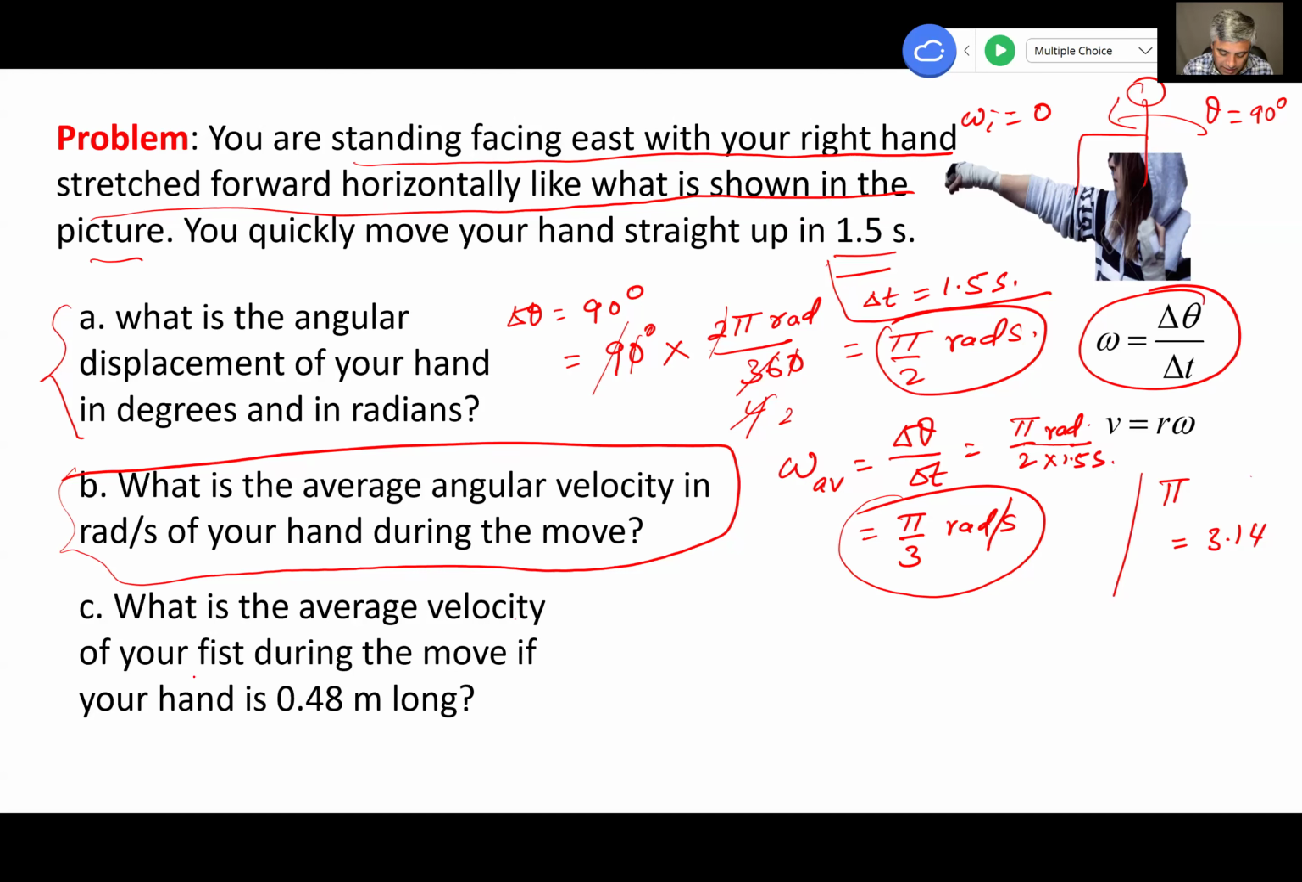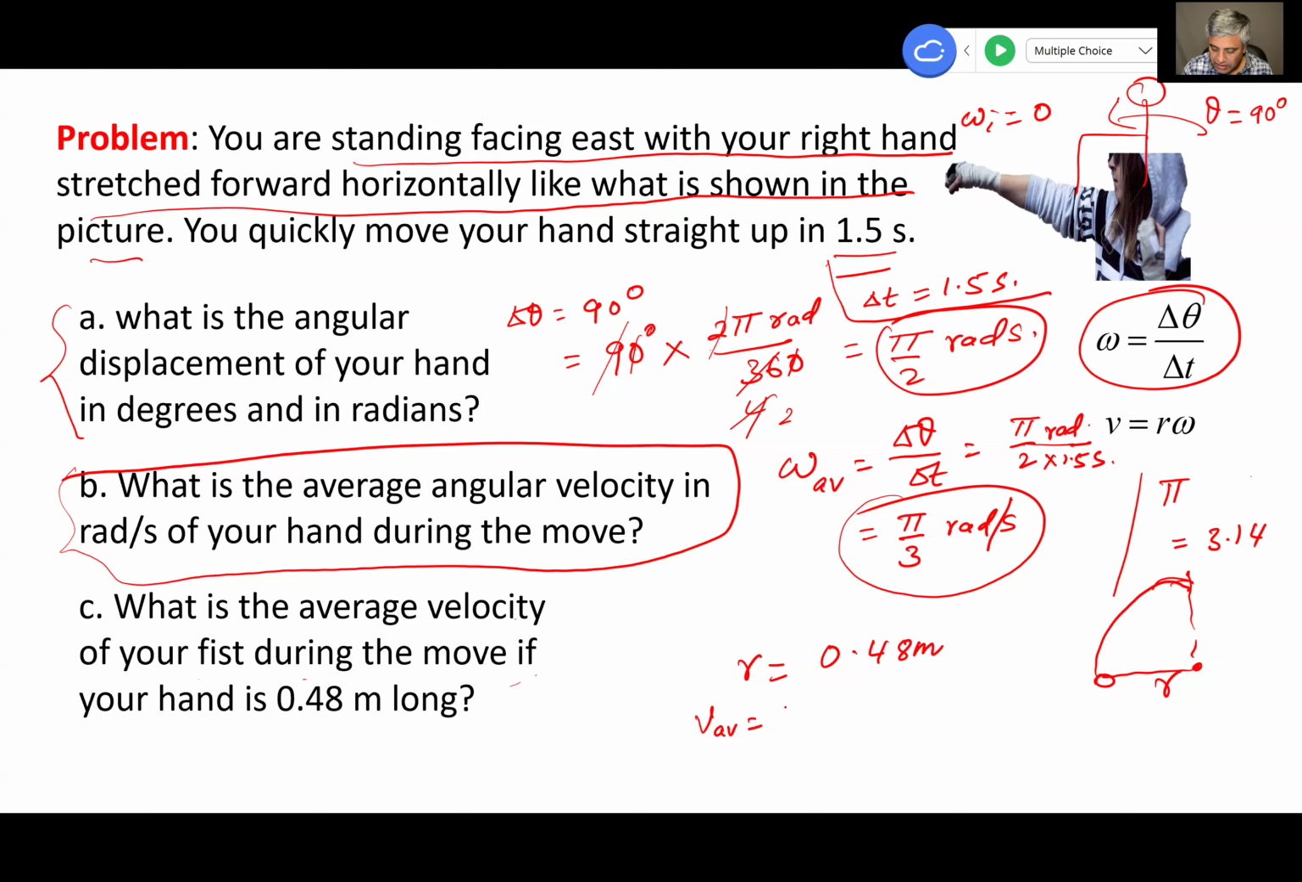So now what is the average velocity of your fist during the move if your hand is 0.48 meters long? Okay, so it's giving us R, 0.48 meters long. That is R. What happens here? It's like on the shoulder, that's your center. So it goes from here to here, right? So in this process, the R is 0.48 meters. So it says, what is the average velocity?